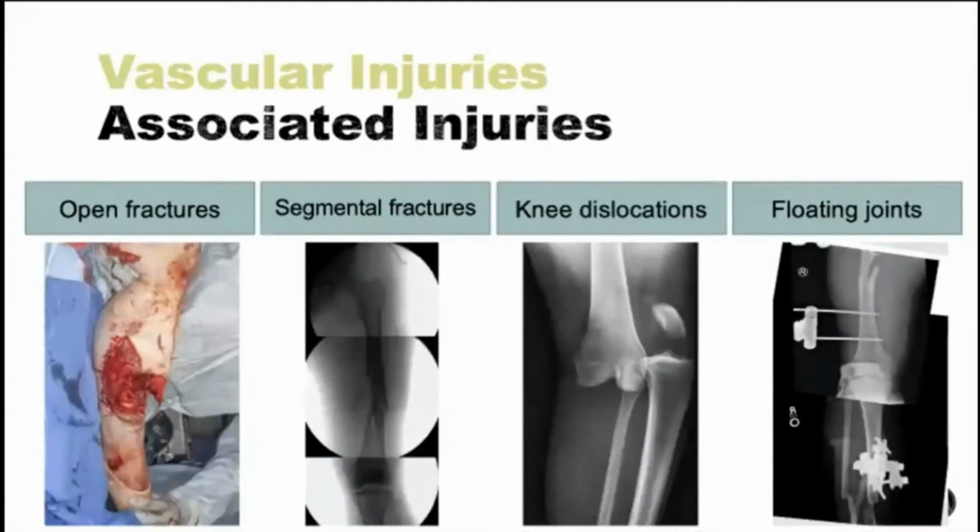The incidence of vascular injuries in extremity trauma depends on the type of injury. It's only about 1% with closed diaphyseal fractures, but it can be up to 16% with knee dislocations. So it's important to have a high index of suspicion for these injuries, especially with open fractures, segmental injuries, knee dislocations, and floating joints, where you have a fracture both proximal and distal to a joint.